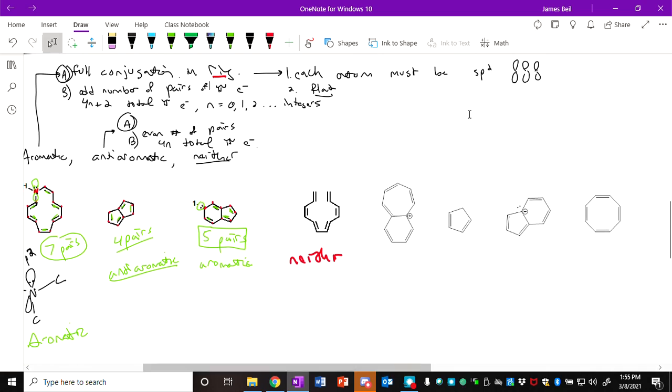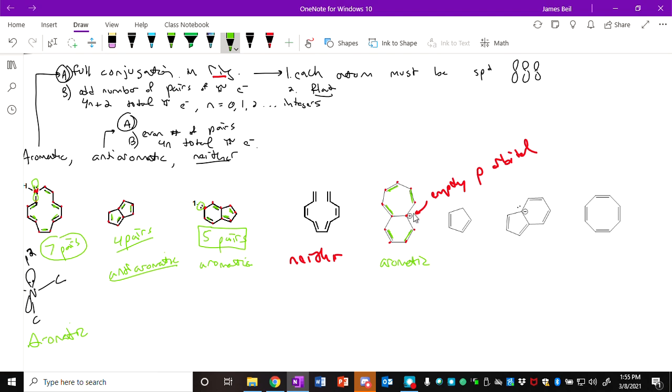So these other 4 won't take long to analyze. Looking at this structure here, you've got 1, 2, 3, 4, 5, 6, 7, 8, 9, 10 carbons that are all sp2. This one's also sp2. It's an empty p orbital. There's no electrons there. That's what makes it a carbocation. So how many pairs do I have? 1 pair, 2, 3, 4, 5 pairs. That's an odd number of pairs. Odd number of pairs, fully conjugated ring, aromatic.